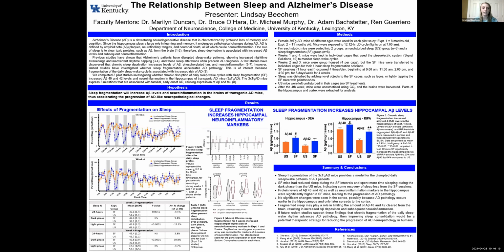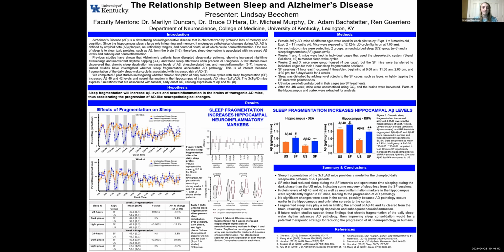One role of sleep is to clear toxic proteins, such as amyloid beta, from the brain. Therefore, sleep deprivation is associated with increased amyloid beta levels and subsequent neuroinflammation. Previous studies have also shown that Alzheimer's patients have disrupted sleep-wake patterns, showing increased nighttime awakenings and inadvertent daytime napping. And these sleep alterations often precede the actual Alzheimer's diagnosis. So we set out to see if sleep has a causal effect on the progression of Alzheimer's disease.